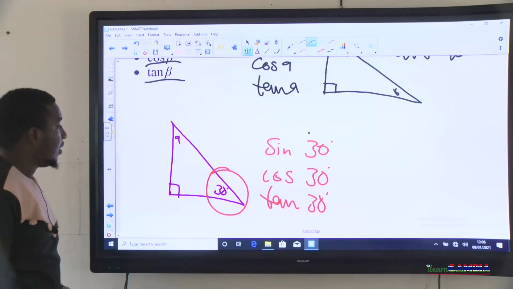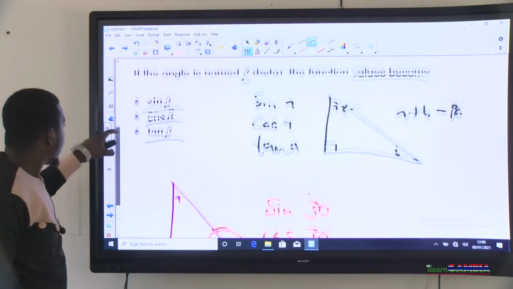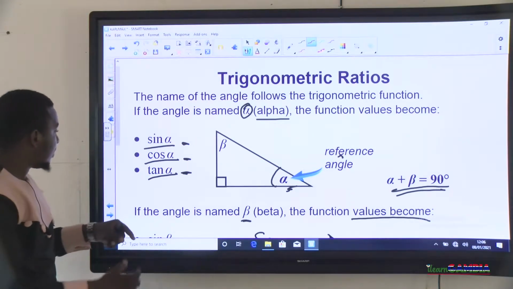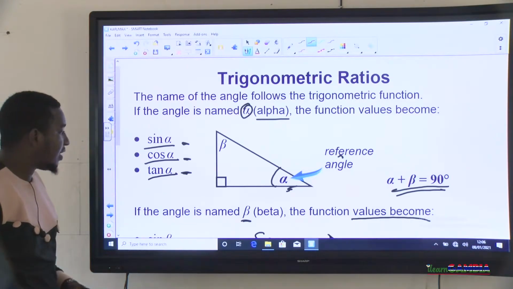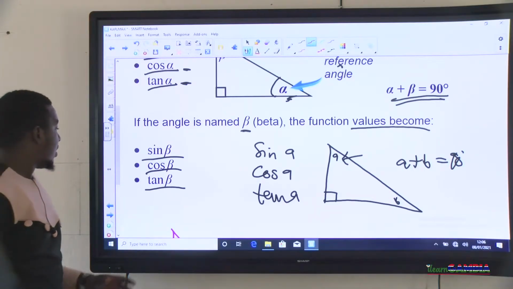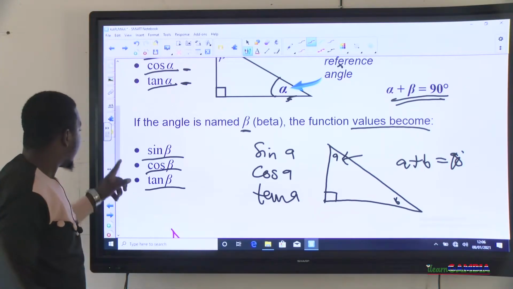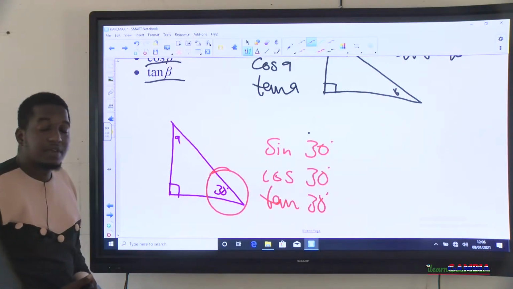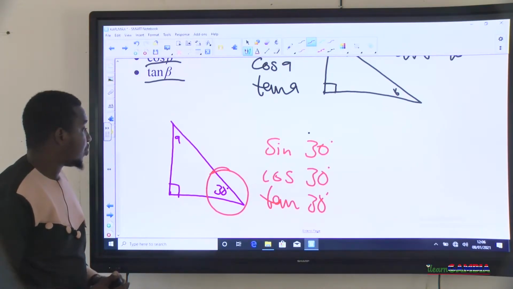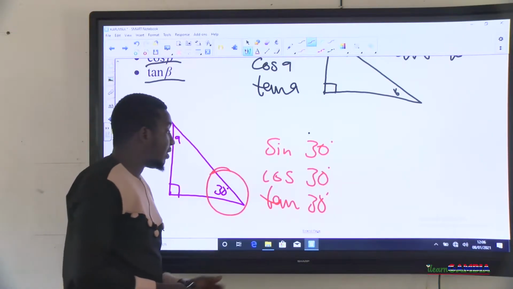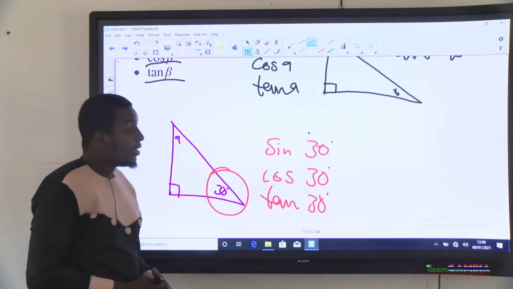So those are the various ways that we can have our angle. Like here, when it is alpha, it's going to be sine alpha, cos alpha, and tan alpha. And when it is beta, it's going to be sine beta, cos beta, or tan beta. So again, whenever we have the angle, be it a specific variable given to us or a number, and it is the reference angle, it is going to be sine of that number, cos of that number, or tan of that number.